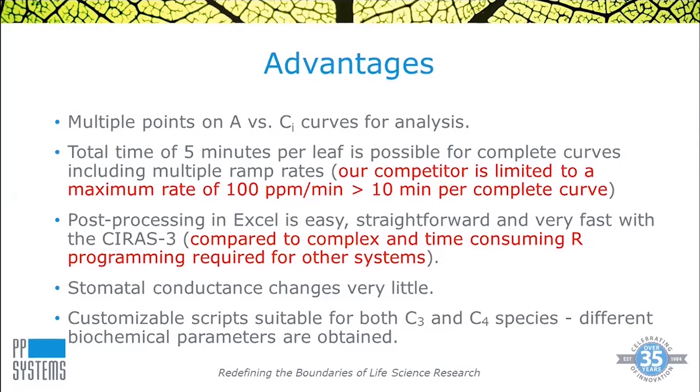Another advantage of high-speed CO2 ramping is that during the ACi curves, because the curve is conducted so quickly, stomatal conductance does not change with CO2 concentration, because it has a fairly long lag in its response. And we have customizable scripts that are suitable for both C3 and C4 species. Obviously, the biochemical parameters you get from the data are different between C3 and C4, but the scripts are customizable to temperature and the endpoints and beginning points.